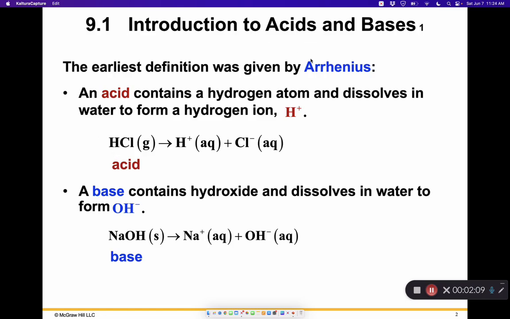Similarly, according to Arrhenius, a base contains hydroxide. OH with a minus charge is a polyatomic anion. Whenever a base dissolves in water, it breaks down into cations and the anion OH minus. So we call them bases. For example, sodium hydroxide, potassium hydroxide, lithium hydroxide, etc. Let us look on.